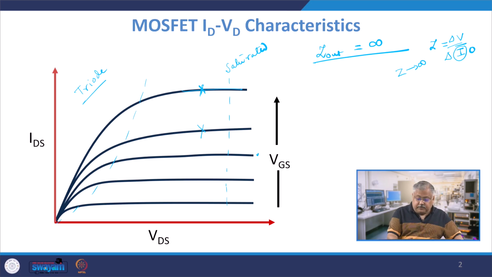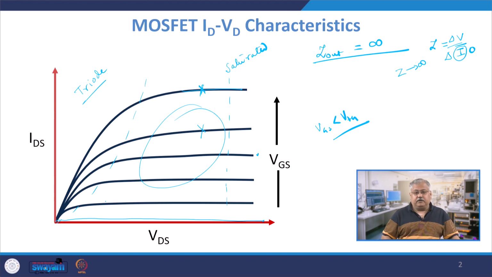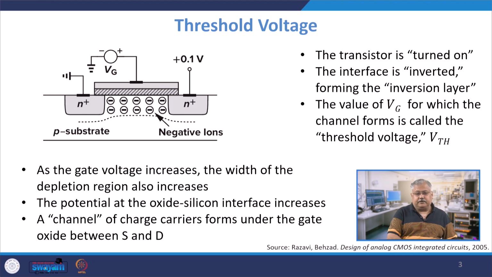Do not make your VGS go very small. If the VGS value goes below the threshold voltage, you will have cutoff, and therefore the current will be almost 0. So, it will be very close to the IDS axis. So, the good region of operation is somewhere here where the device can work properly, right. So, this is the basic idea of a MOSFET ID-V characteristic.